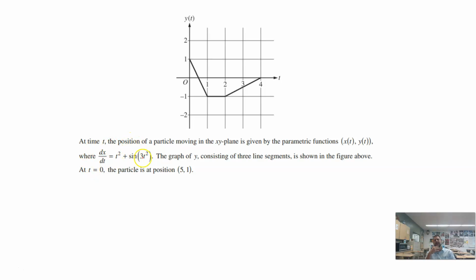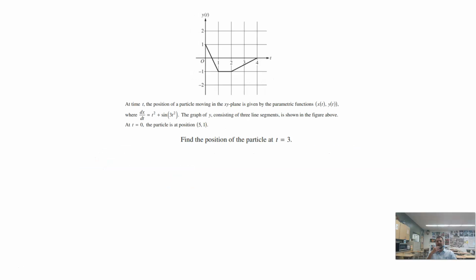It says at time t, the position of the particle moving in the xy plane is given by x of t and y of t, where dx/dt, so far so good, it gives us dx/dt. Then it says the graph of y, consisting of three line segments, is shown in the figure above. Now what we have to realize is that this is not an equation or a formula or a function of dy/dt. This is the actual y position at all given times, which changes how you do the problem. Then they also give us this initial position right here as well. Now again, it's just going to change a little bit how we do some of the problems, but in some ways it makes it easier, at least to type into your calculator, once you realize what it's asking you to do.